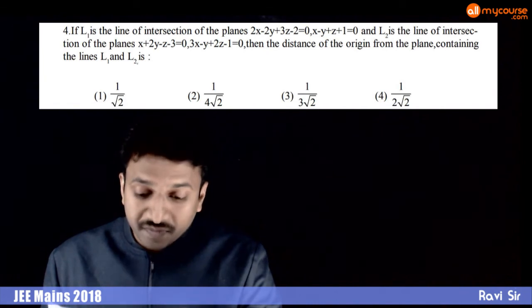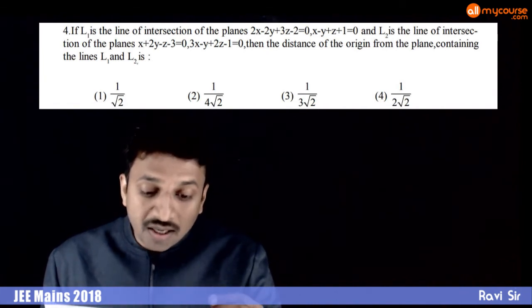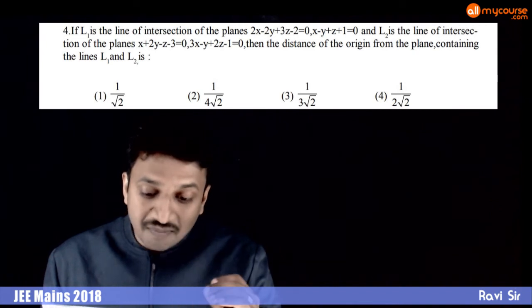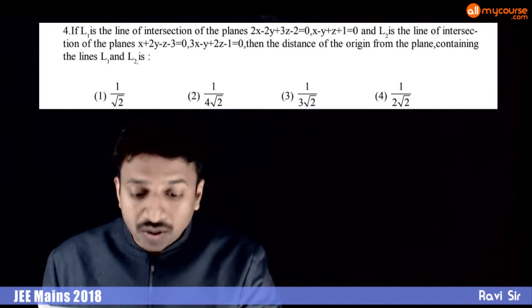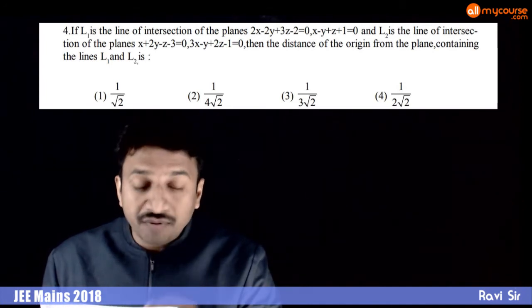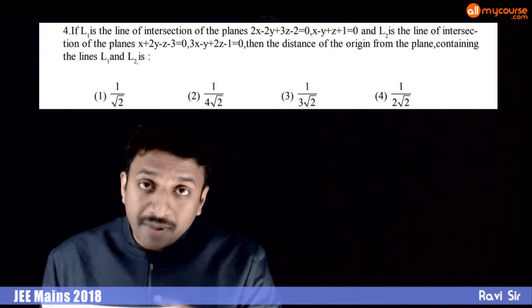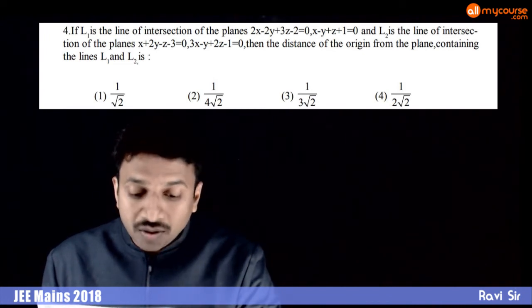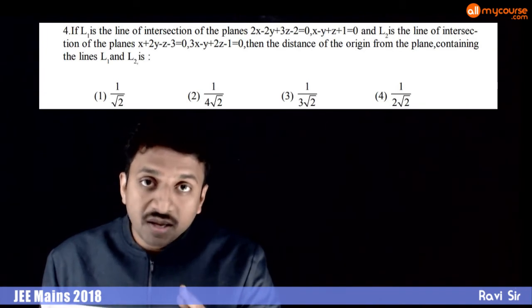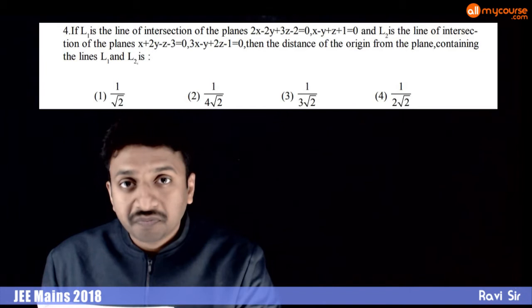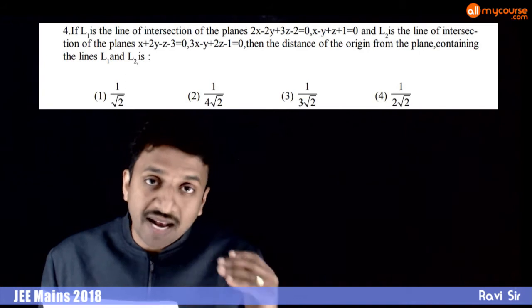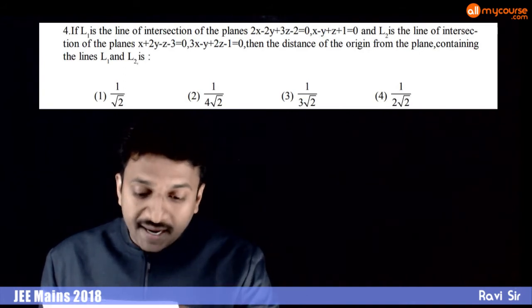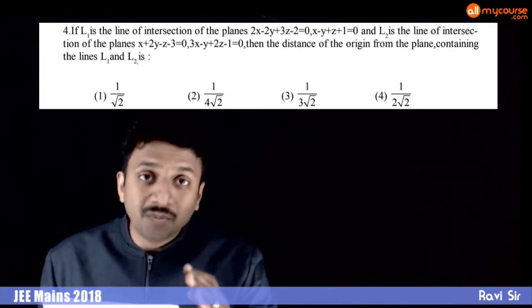Let us go to fourth question. In this question, you're given that L1 is the intersection of planes 2x minus 2y plus 3z minus 2 is equal to 0 and x minus y plus z plus 1 is equal to 0. And L2 is the line of intersection of planes x plus 2y minus z minus 3 is equal to 0, 3x minus y plus 2z minus 1 is equal to 0. You're given two planes and two planes. And L1 is the intersection of the first two planes, L2 is the intersection of the next two planes. And you're asked to find the distance of the origin from the plane containing both L1 and L2.